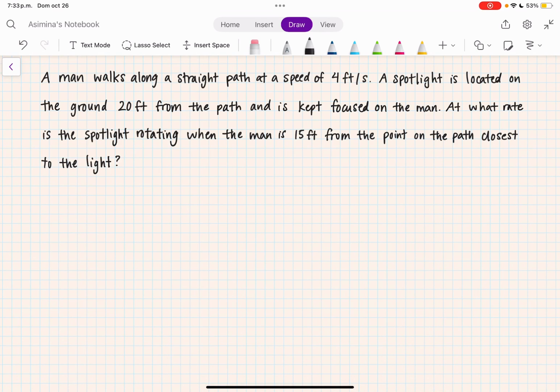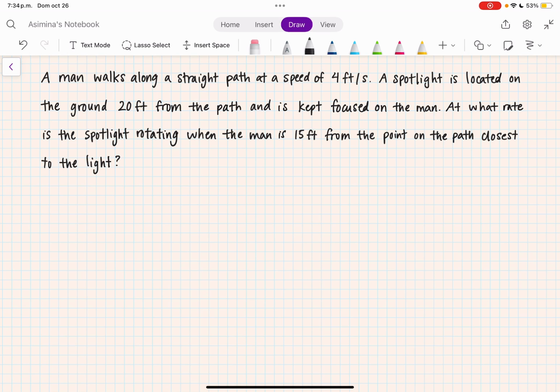In this video, we're going to solve the following related rates problem. A man walks along a straight path at a speed of 4 feet per second. A spotlight is located on the ground 20 feet from the path and is kept focused on the man. At what rate is the spotlight rotating when the man is 15 feet from the point on the path closest to the light? So let's start by drawing a diagram.